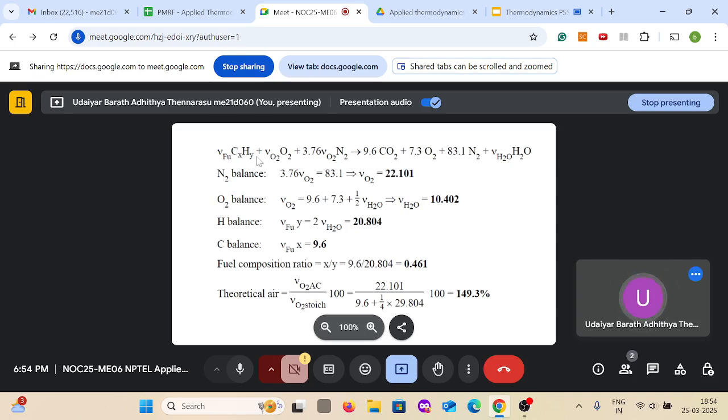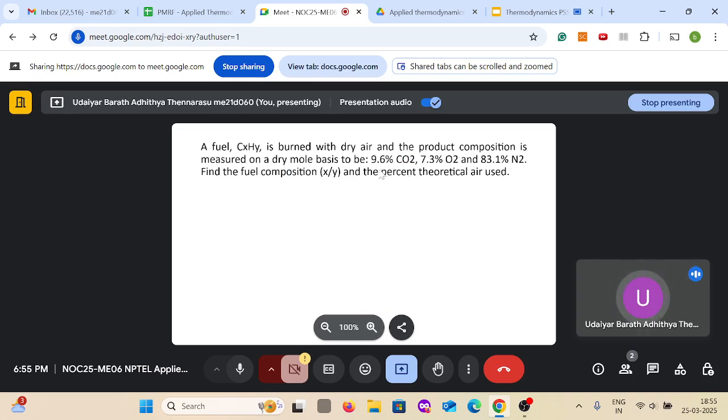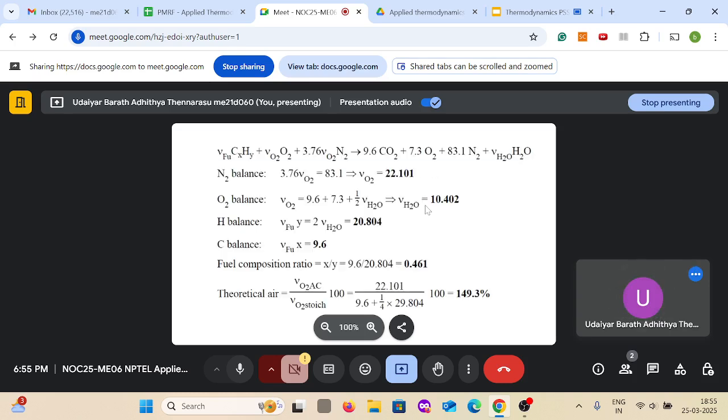So CxHy plus moles of oxygen O2 plus 3.76 times the moles of oxygen into nitrogen gives you 9.6 CO2 plus 7.3 O2 plus 83.1 nitrogen. You can straight away write it as 0.096 also, plus moles of water. So this is how the expression looks, because in the question it is given on a dry mole basis, so they are not considering water, but some water will be present.